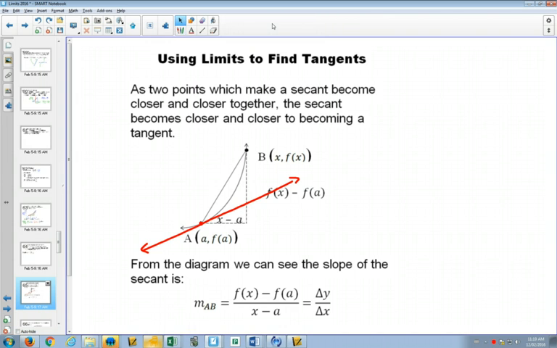So we start off with our idea. What's the slope of our secant? It's just going to be our rise over our run. And if we have one point at x, f of x, and the other one at a, f of a, this length will just be x minus a. That'll be our run. And this height will just be the difference in our y values, which would be f of x minus f of a. So here we have the slope of our secant line.